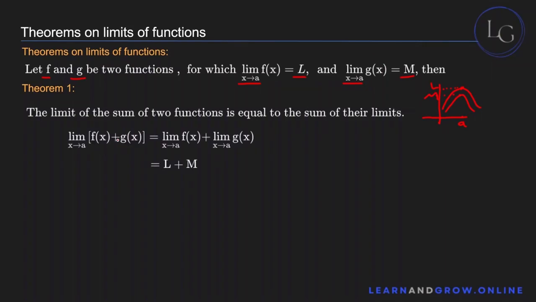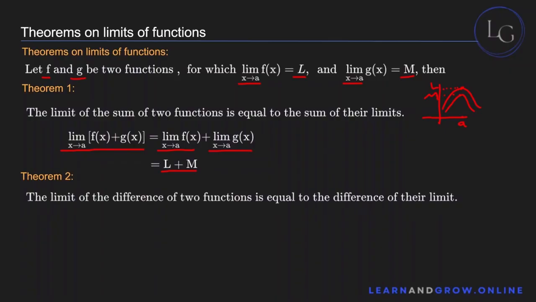The first theorem states that we can basically write down the limit of x approaches a of f of x plus the limit of g of x as x approaches a. You can write that down like this as well. You can take the limit common from both of them, and it will be the same thing. It will become L plus m. Okay, so the first theorem states that you can take the limit common if they're both being added up.